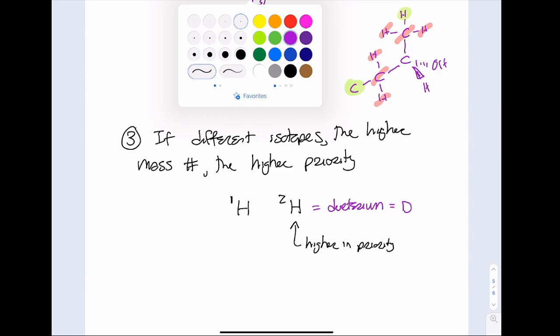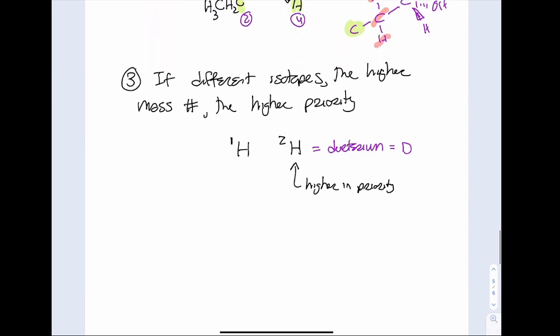So an example: if I take carbon, I bond it to a hydrogen, and I bond it to a deuterium. Let's do an ethyl group and a propyl group. And we're going to assign priority. So again, the first thing you want to look at is what it's directly bonded to. So I have a hydrogen, a deuterium, a carbon, and another carbon.